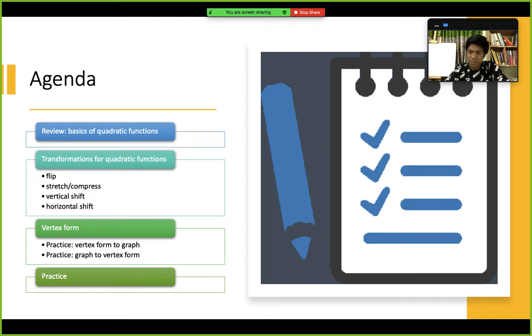These are the agenda. Basic quadratic functions and transformation for quadratic functions: flip, stretch or compress, vertical shift, horizontal shift, and then vertex form, vertex form to graph and graph to vertex form. So these are the agenda. Let's look.